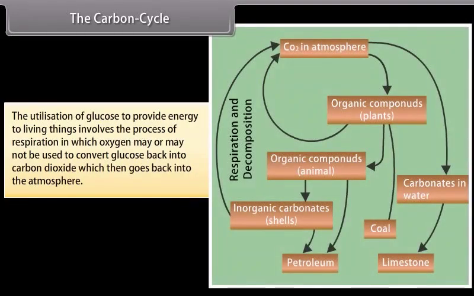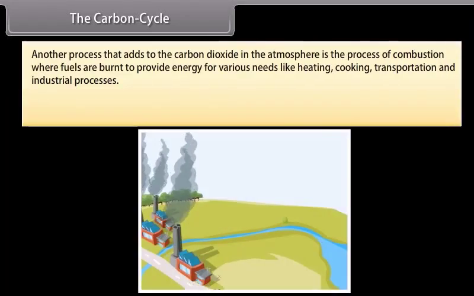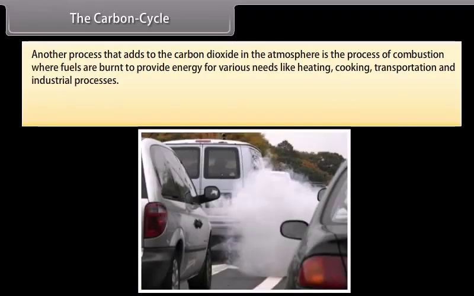The utilization of glucose to provide energy to living things involves the process of respiration, in which oxygen may or may not be used to convert glucose back into carbon dioxide, which then goes back into the atmosphere. Another process that adds to the carbon dioxide in the atmosphere is the process of combustion, where fuels are burnt to provide energy for various needs like heating, cooking, transportation, and industrial processes.